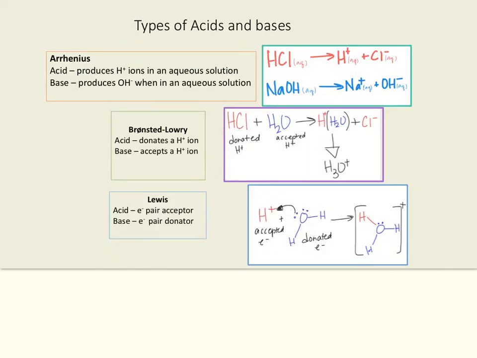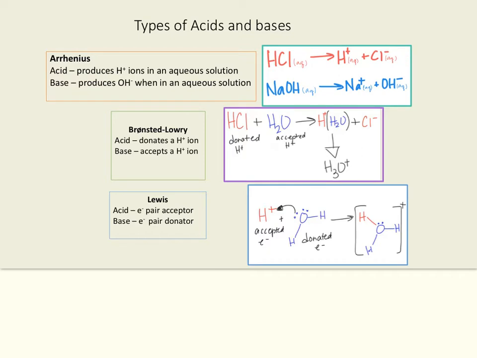All right, types of acids and bases. Arrhenius acids produce hydrogen ions in an aqueous solution. Bases produce hydroxide when in aqueous solution. So this is hydrochloric acid, right? And it produces hydrogen in solution and chloride in solution. Sodium hydroxide produces sodium and hydroxide in solution. So these are the simplest, the first terms that were come up with for an acid and base.